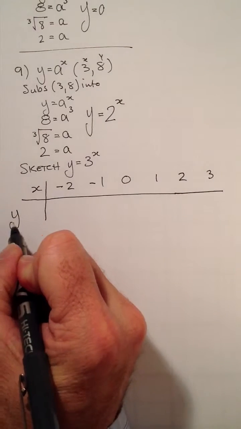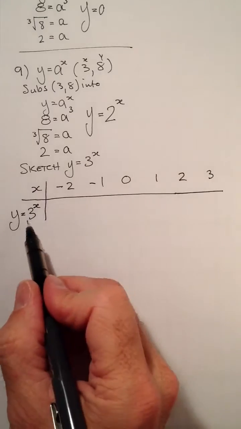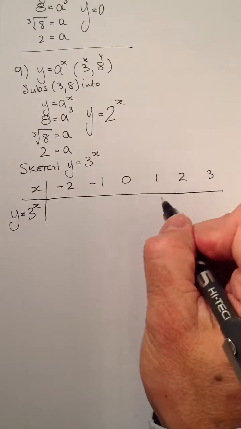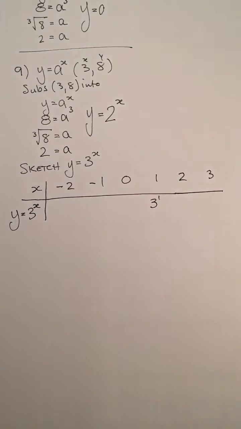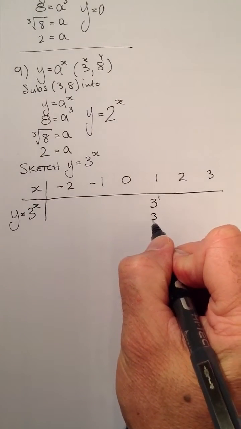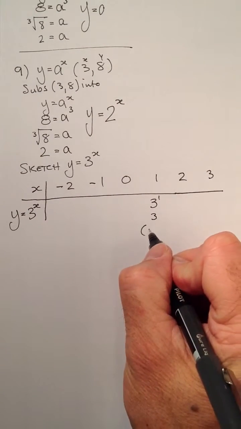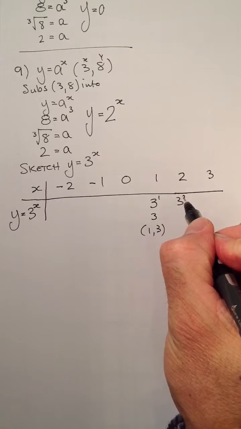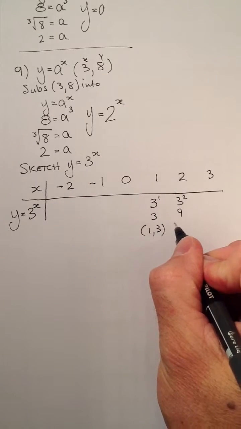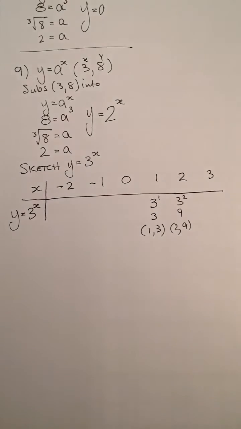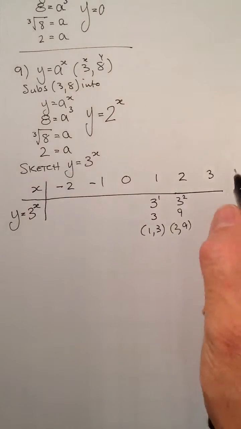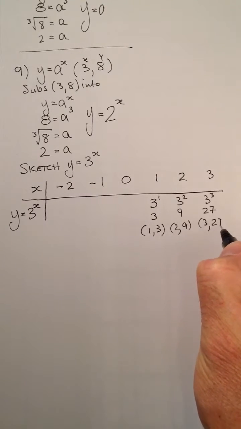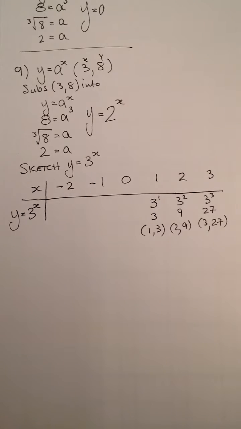To find the y values, I'm going to put 3 to the power of whichever value I have for x. So let's start along here. For 1, I have 3 to the power of 1, which is just 3, so that's the coordinate (1, 3). Substituting 2 into the power gives me 9, so (2, 9). 3 to the power of 3 is 27, so (3, 27). There's another coordinate I'll be plotting.